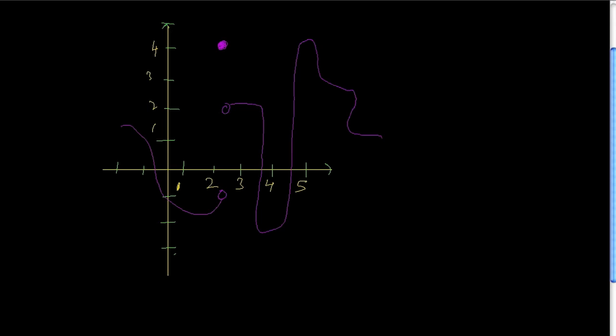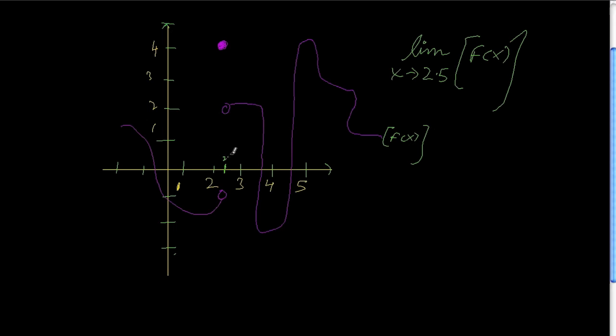So what I ask you in this question, and it's pretty straightforward: find the limit as x approaches 2.5 of this function, which is f of x. This is the f of x function. So what would be the limit? Clearly 2.5 lies right here.